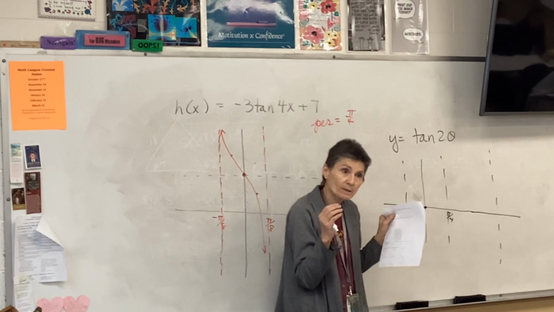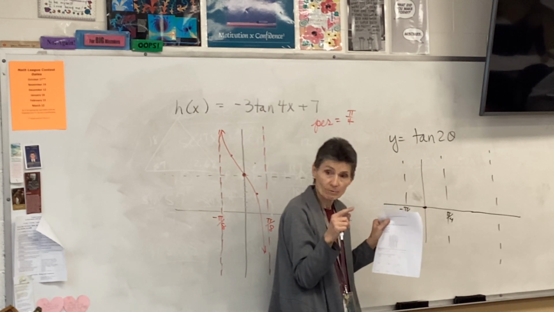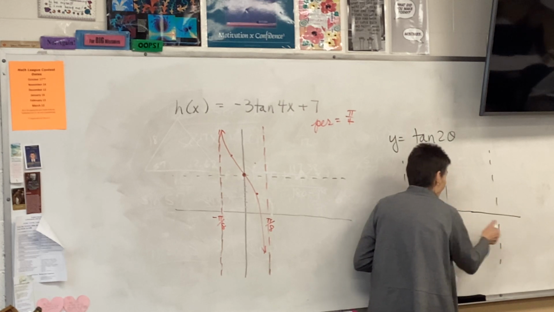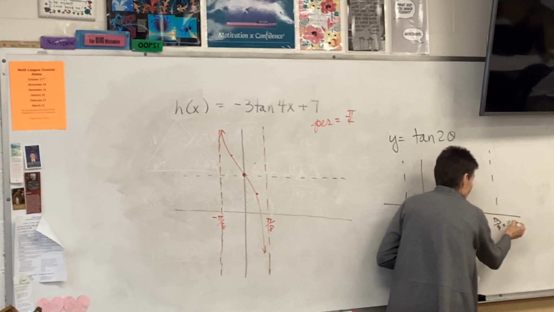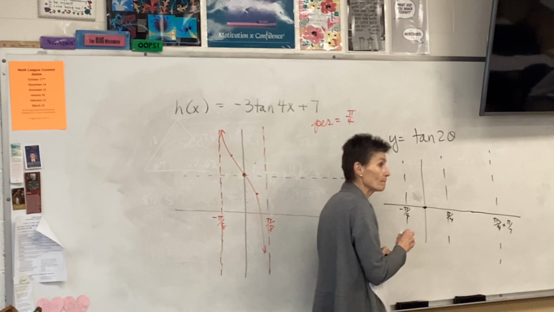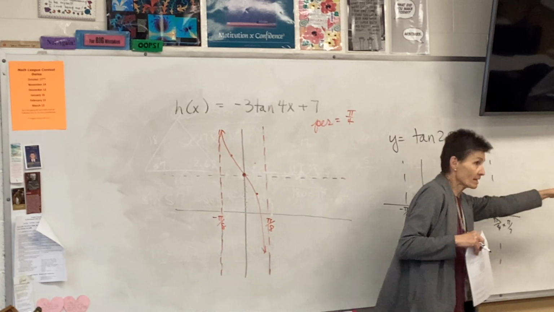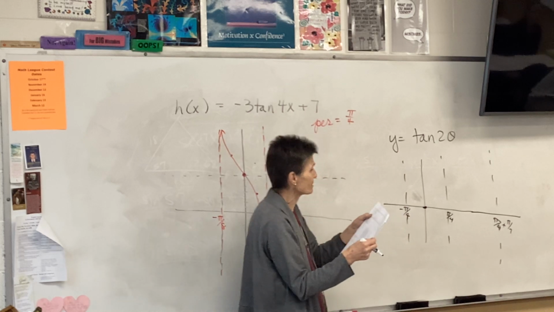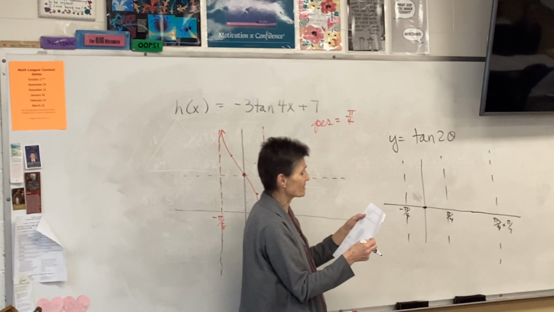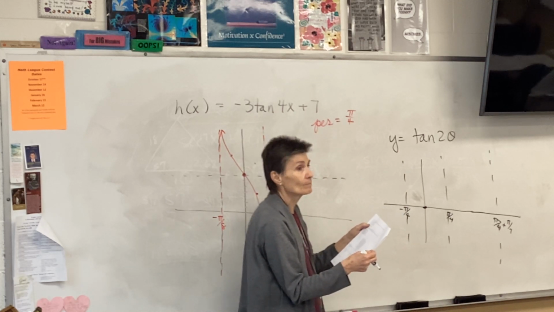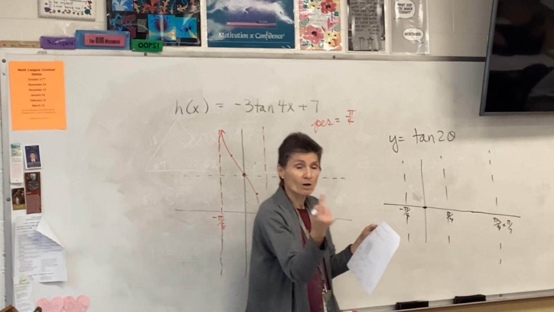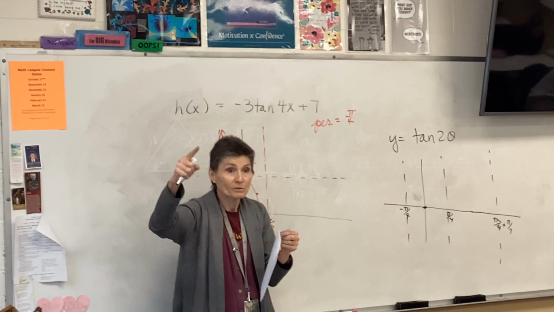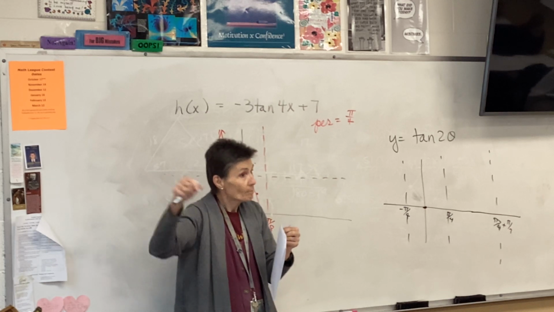What did you say the period was? Pi over 2. So won't we find this one by adding pi over 2 to pi over 4? Yeah. And isn't that how we would find the next one and the next one? So which of these expressions describes that? C, because it starts with pi over 4 and it adds multiples of pi over 2.